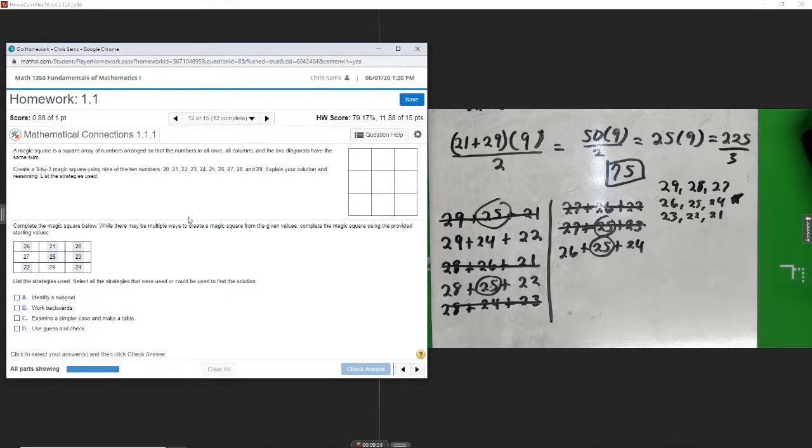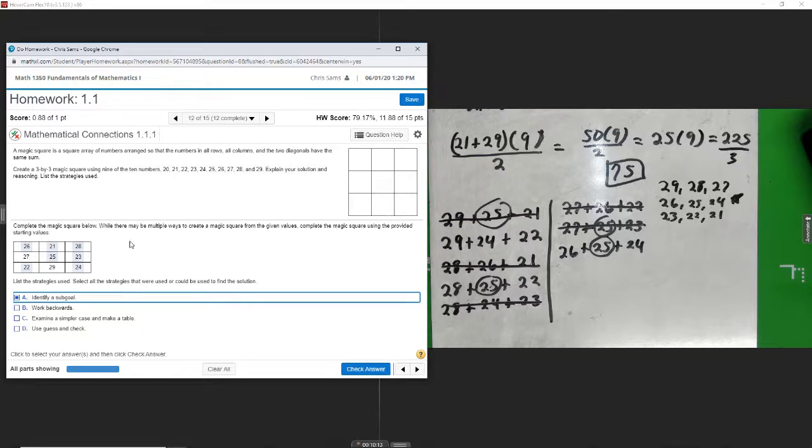All right, now part 2 wants us to identify the strategies that we use to solve this. So definitely have to do a subgoal. That's not really a work backwards. We didn't have an equation that we use.